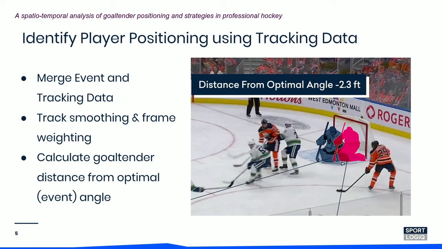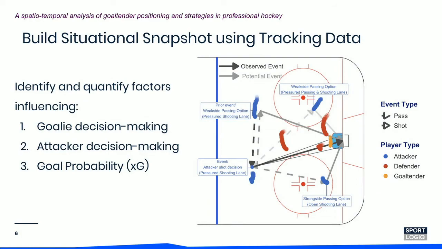And you can kind of see, the further out you are, obviously, the further you have to move across the net to cover that angle. So that's the trade-off that we talked about before. To get to this stuff and create models, we're able to take tracking data and event data and create this situational snapshot.